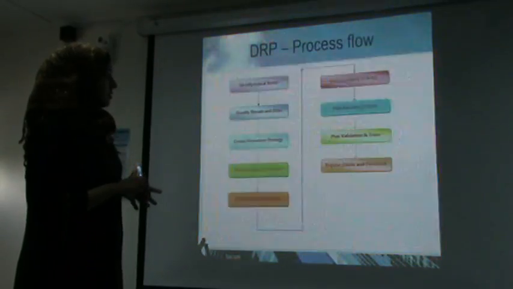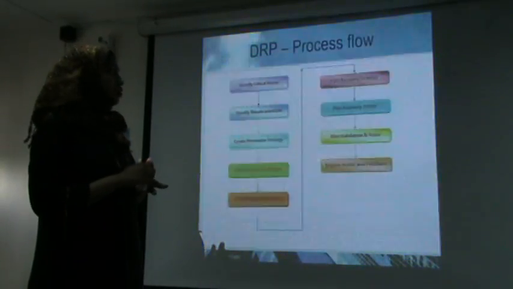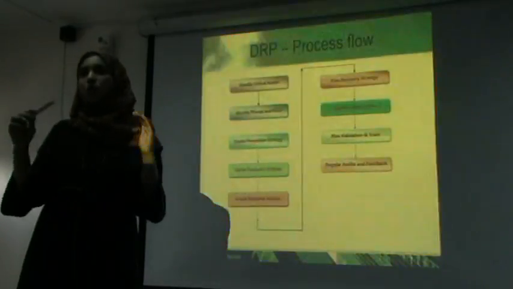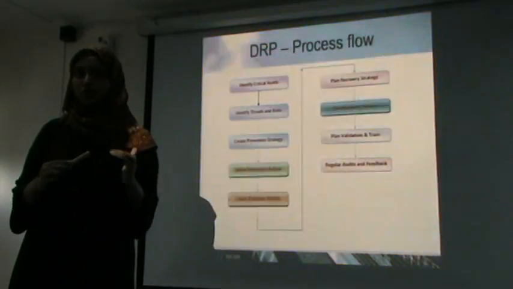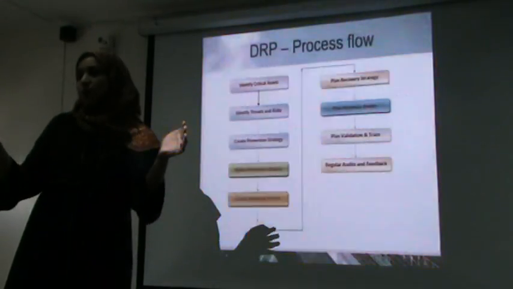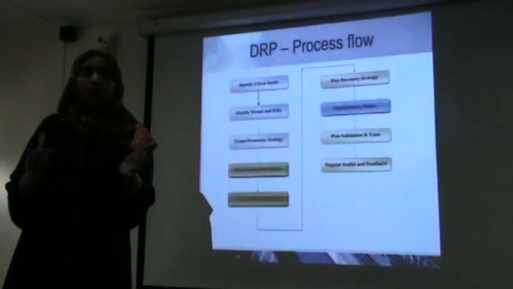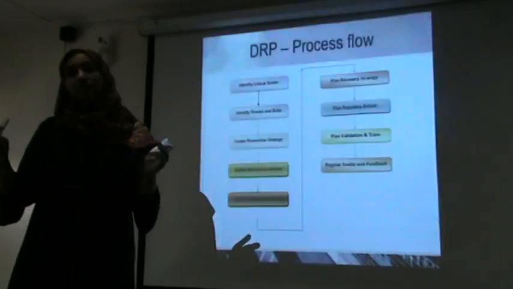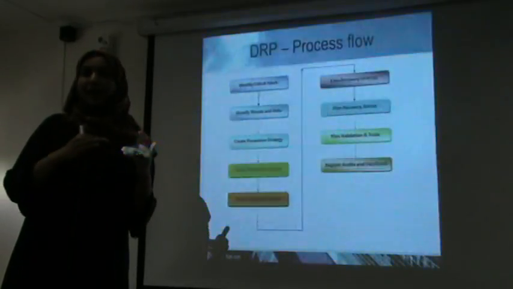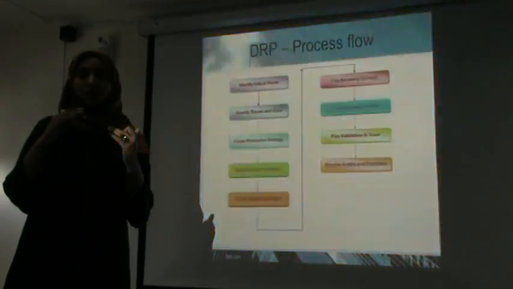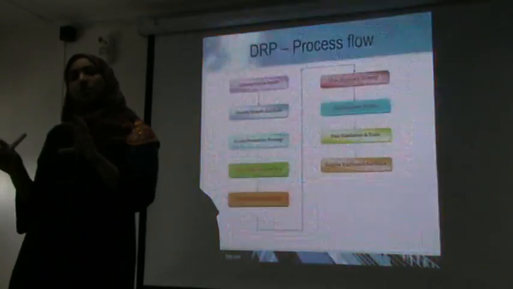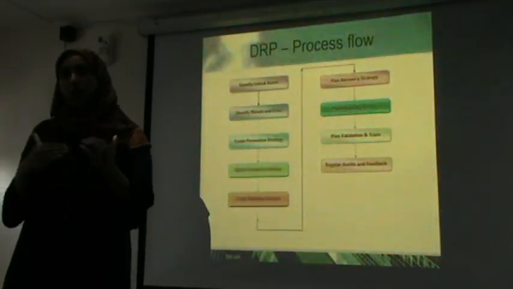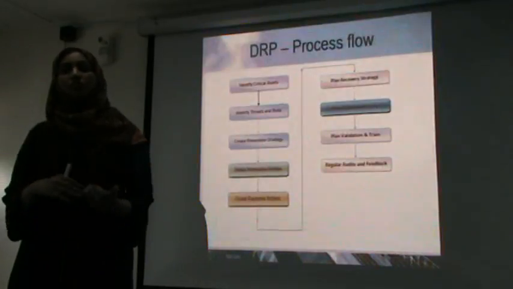Then the second last is plan, validation and train. Once we have all these plannings of what we are going to do, we need to plan our people, the company employees or whoever is in charge. We need to plan and train everybody. We need to plan how to train them. So it's very important that each person in the company knows how to manage in case of a disaster.